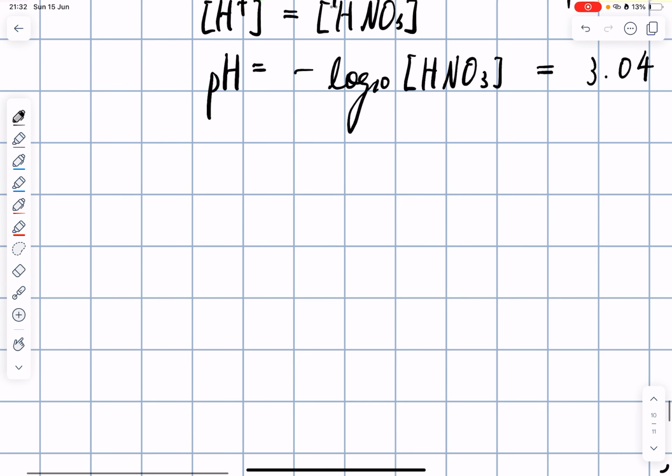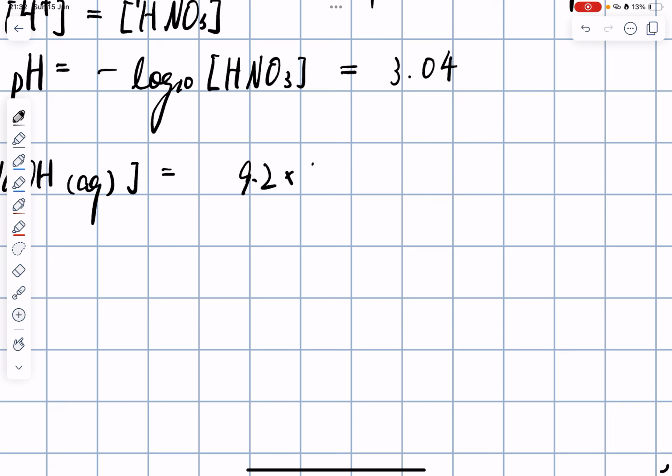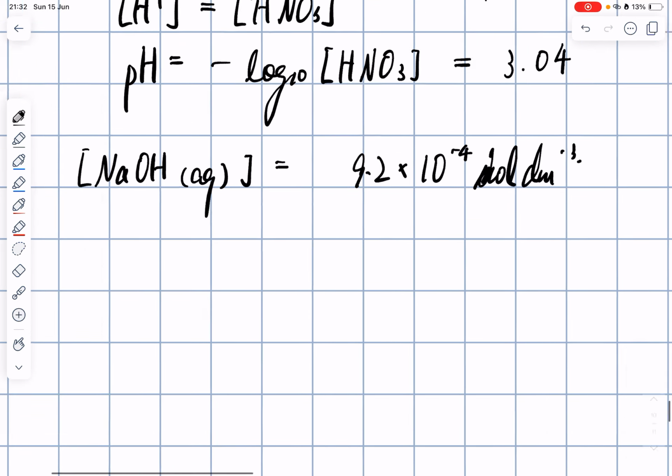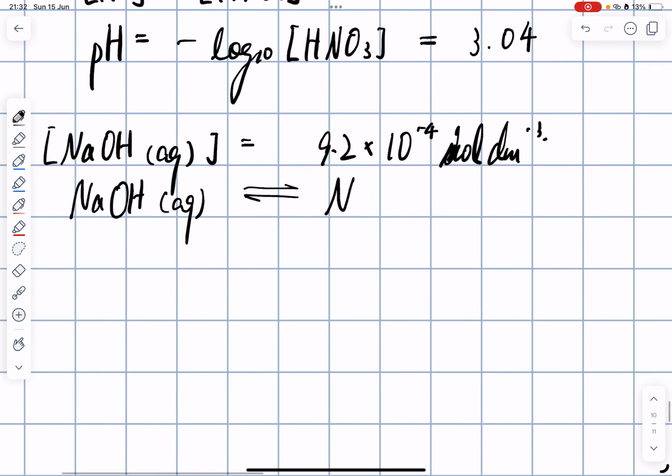And if you're calculating the pH of a strong base such as sodium hydroxide, we'll say the concentration is also 9.2 times 10 to the power of -4 mole per decimeter cubic. So how are we going to handle this? First, we write the equilibrium equation that it forms in water solvent. We get this nice and easily.